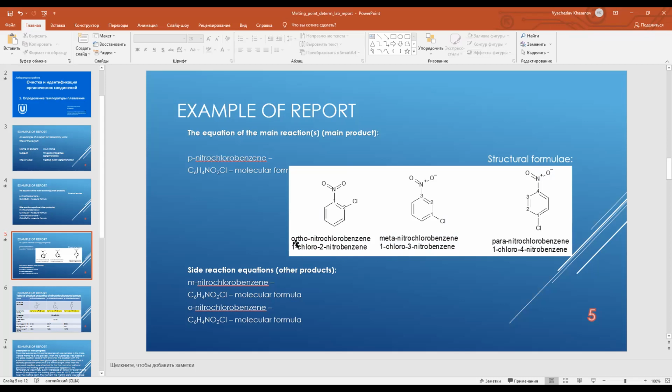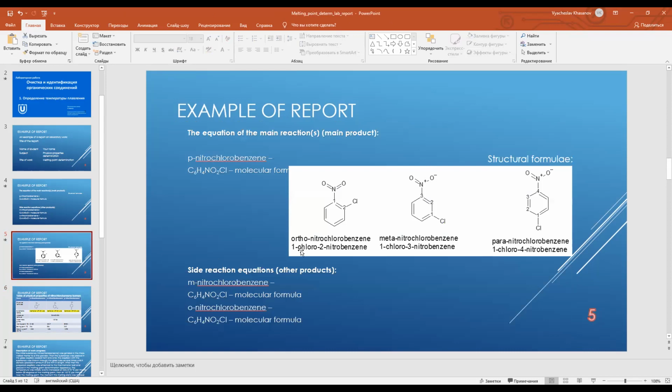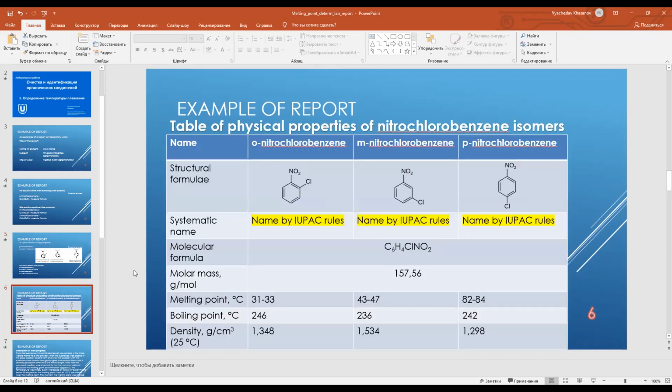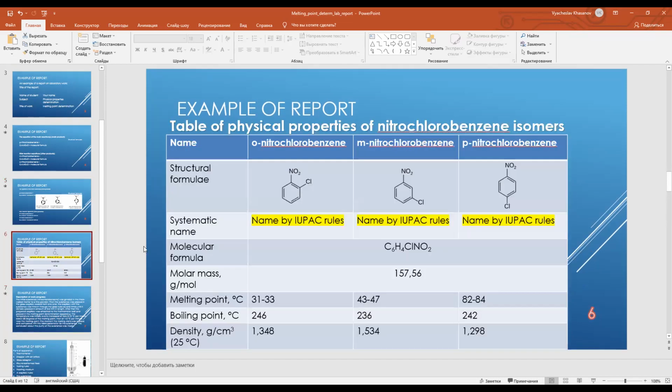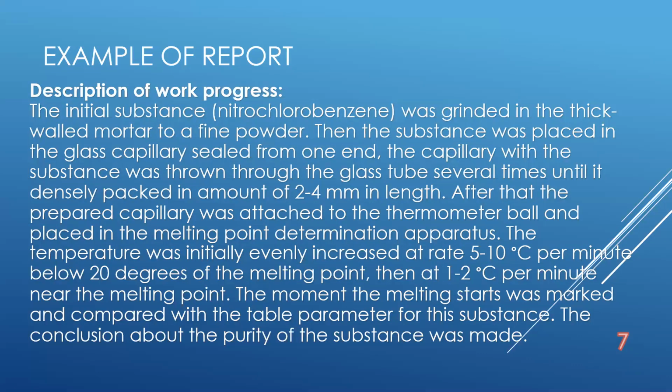So ortho-nitrochlorobenzene has the systematic name 1-chloro-2-nitrobenzene. The next, meta-nitrochlorobenzene, has the systematic name 1-chloro-3-nitrobenzene, and the last, para-nitrochlorobenzene, has the systematic name 1-chloro-4-nitrobenzene. We also should add these names in the table, which you will do by yourself, considering the structural formulae. After we've done all this, that would be the first task, giving systematic names to the isomers. The next, we should write a description of work progress.